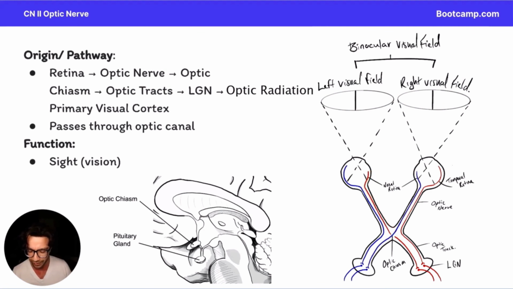And it crosses over at this point right here, known as the optic chiasm. So at this optic chiasm, temporal retina information is going to stay on its ipsilateral side, and nasal retina information is going to cross over to its contralateral side. Now, once we make it past this optic chiasm region, we're going to be in the optic tract region. So this information is going to be carried down the optic tract, and it's going to end up at the lateral geniculate nucleus, which is part of the thalamus. From there, it is sorted and sent to the primary visual cortex.